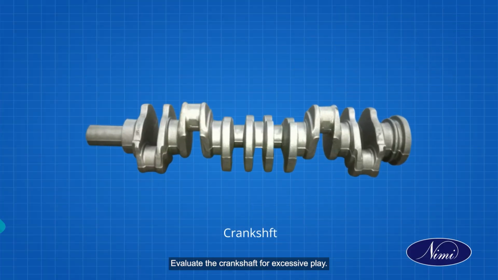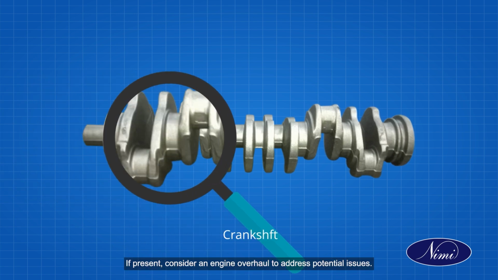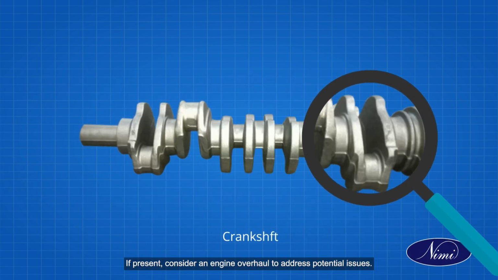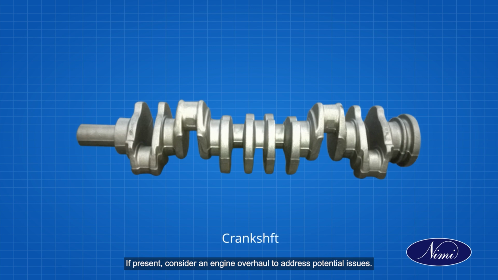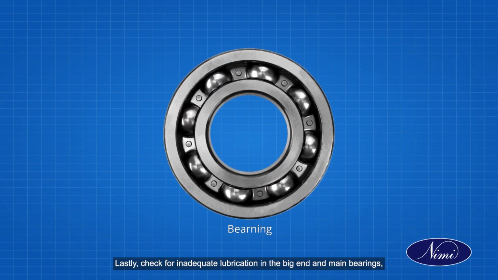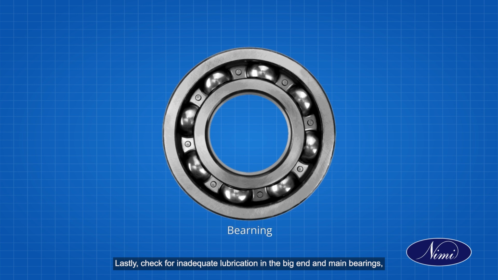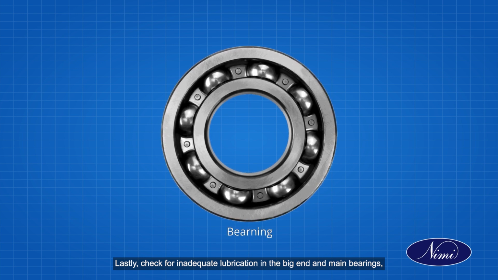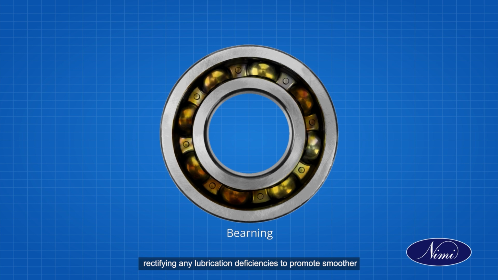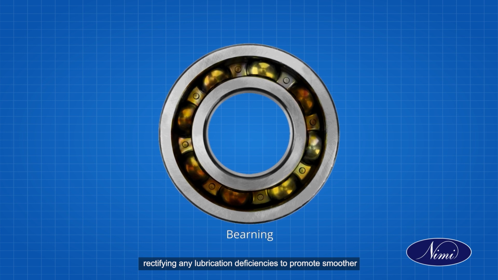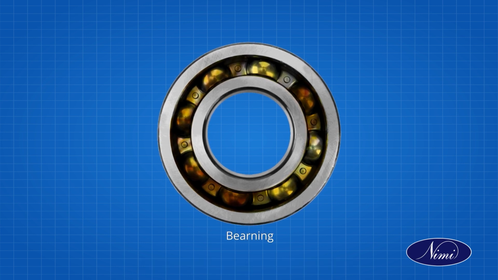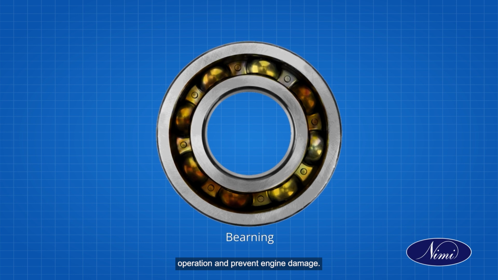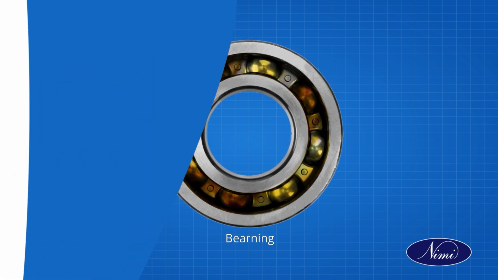Evaluate the crankshaft for excessive play. If present, consider an engine overhaul to address the potential issue. Lastly, check for inadequate lubrication in the big end and main bearings, rectifying any lubrication deficiencies to promote smoother operation and prevent engine damage.